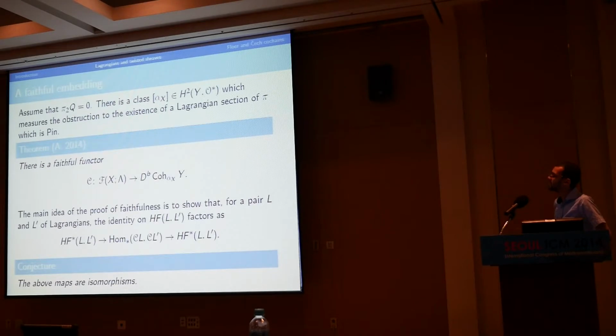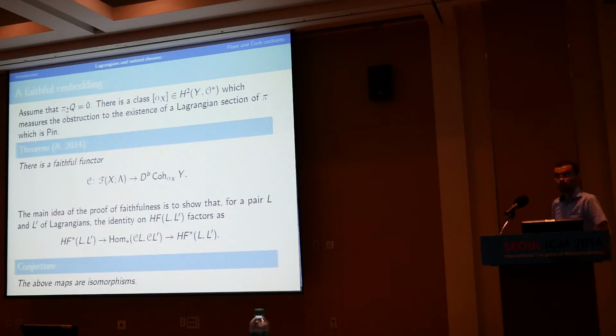So this class measures the obstruction to the existence of a Lagrangian section of the original fibration of X. And here I said which is pinned, because that's actually the honest truth, so there's some additional twist, additional obstruction there. But if you take this class, then you can twist the notion of coherent sheaf, and then the result says that there is a faithful functor from the Fukaya category to this twisted category of coherent sheaves.